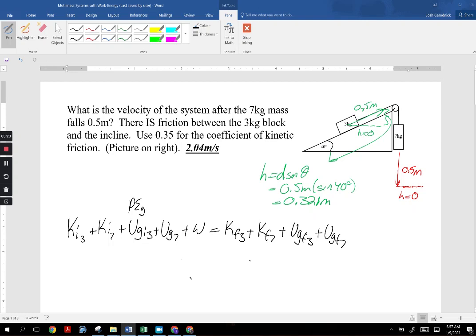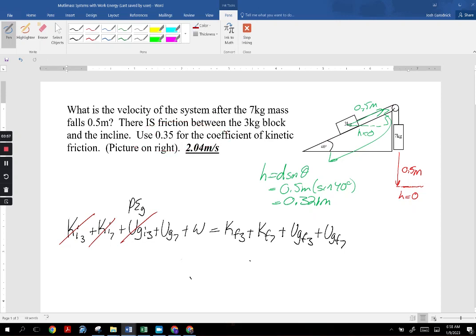Now you already have these skills, so you just go through and ask: is the 3 kilogram object moving in the beginning? Well, it doesn't mention initial velocity, so I'm going to assume that it's not moving, and neither of them are. If one's at rest, the other's at rest. Is the 3 kilograms above its height zero at the moment? No. Is the 7? Yes. Is there work done on the system? Yes, there's friction. We can see that right there.